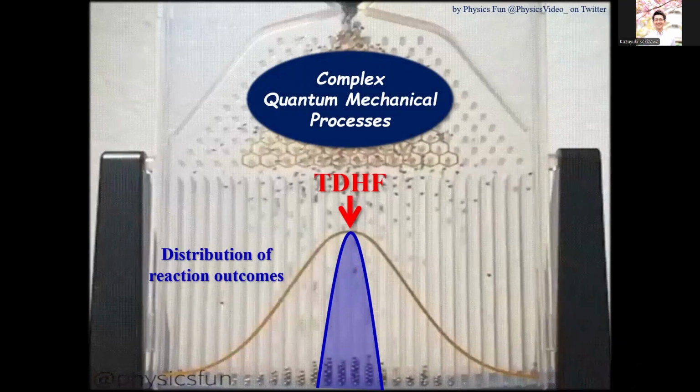Okay. Actually, there is a recently developed method to cure the drawback of TDHF, which is known as time-dependent RPA, TDRPA. By adding some fluctuations in the time evolution, we can reproduce the distribution of the observable. But okay, I will skip, not going into the detail of such kind of extensions. So now I will show how TDHF works in practice in describing the most probable reaction outcome.